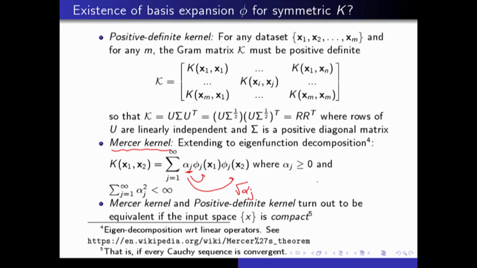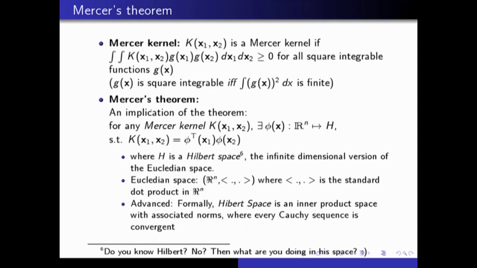How is this going to be useful? There's something called the Mercer theorem. The Mercer theorem says that for any Mercer kernel you have a dot product decomposition. There exists a phi going from the input space R^n to some Hilbert space, which is an infinite dimensional version of the Euclidean space. Suffice it to live with that intuition for the time being as far as Hilbert spaces are concerned.